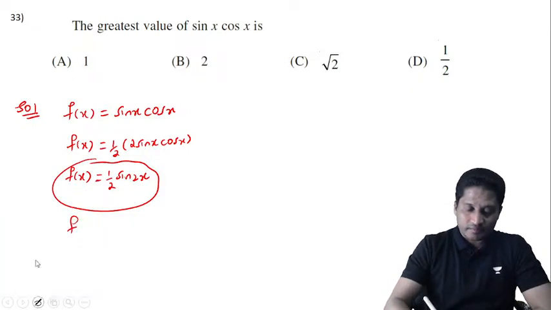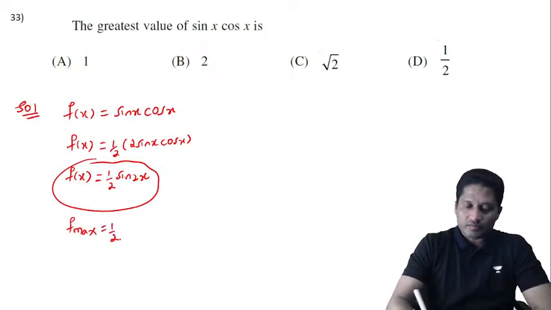So f maximum is equal to 1 by 2, because maximum value of sine 2x is equal to 1.